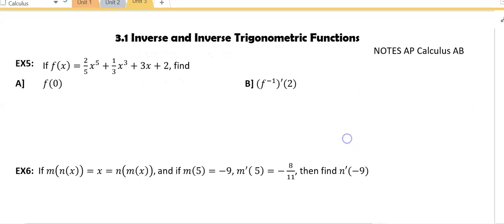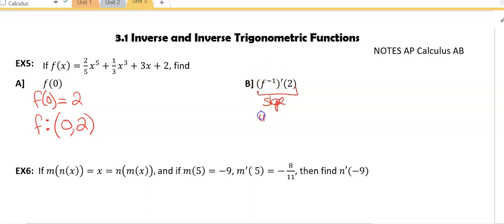Let's do example 5. F of 0, do that first. We should get 2. That tells me the corresponding points are 0 and 2. Over here it asks for f inverse prime of 2. So we have to find the slope of the inverse. That tells me the corresponding point for f inverse is 2, and if f has the point 0, 2, then f inverse would have the point 2, 0.